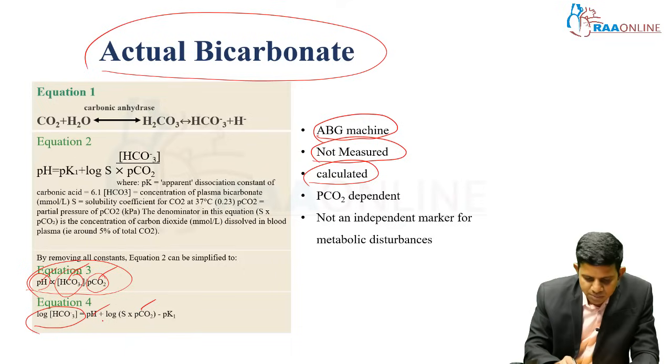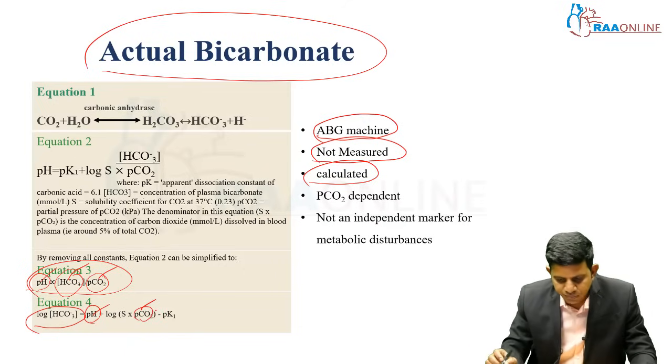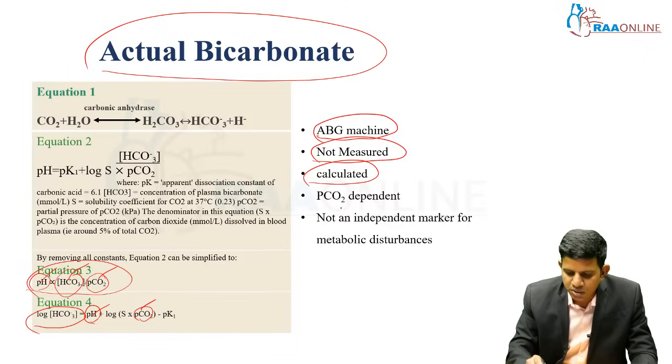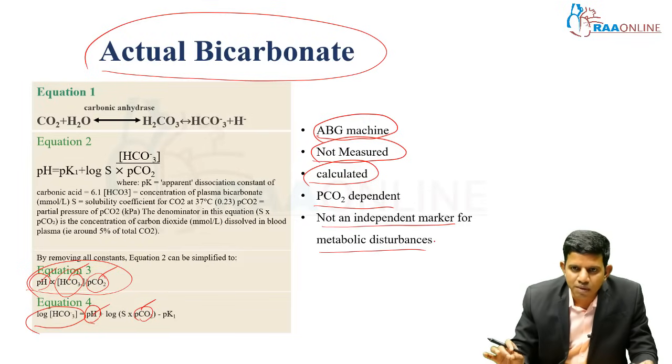This is a log of bicarbonate. It depends upon pH and PCO2. So it is also PCO2 dependent. If PCO2 increases, my bicarbonate also will increase, so it is not an independent marker of metabolic disturbances. The lab value is a measured value, but it is slightly overestimated because it includes all the carbon dioxide, every mode of transport, all molecules of carbon dioxide, so bicarbonate, carbamino, everything is included. Actual bicarbonate is calculated from the pH and PCO2, so it is PCO2 dependent. So, it is not an ideal marker to assess the metabolic disturbances.